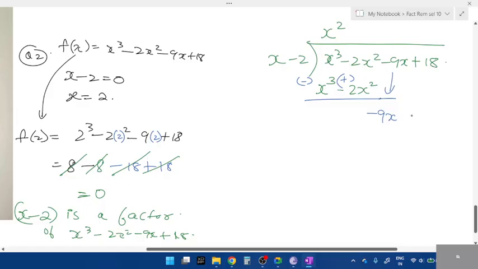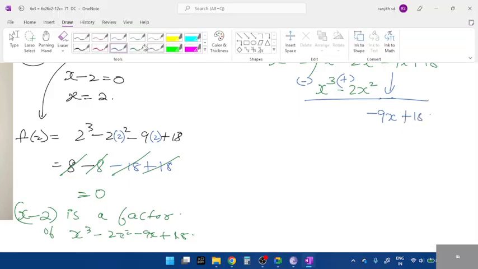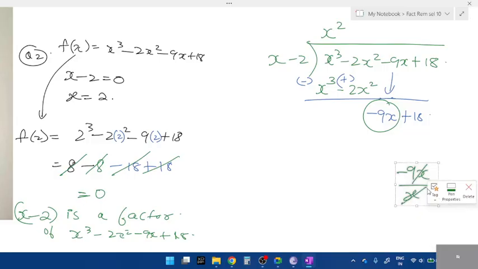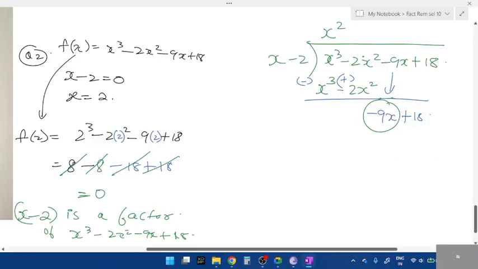Bring down the next value, minus 9x. Okay, bring down both, students. Bring down both, minus 9x plus 18. This is a new question now. What's the next thing you do? You have to divide which one? Minus 9x divided by x. What's the value? Write minus 9 on top.